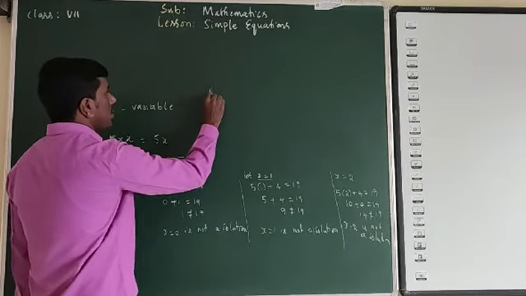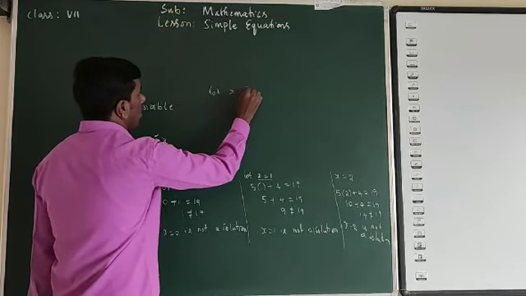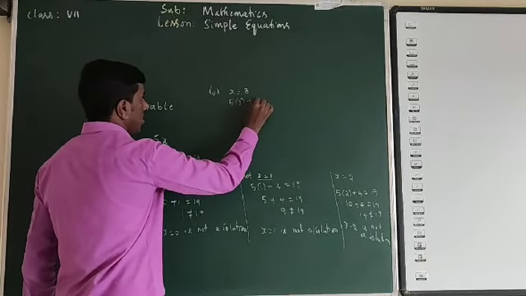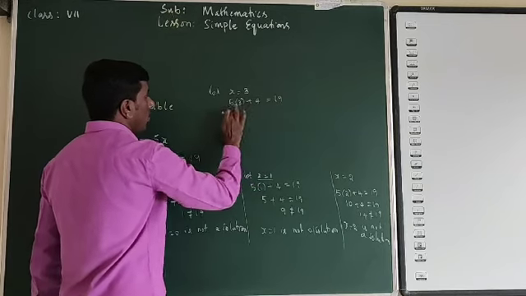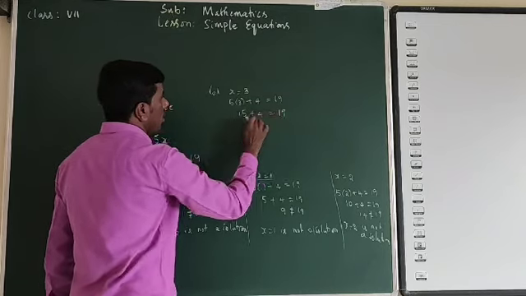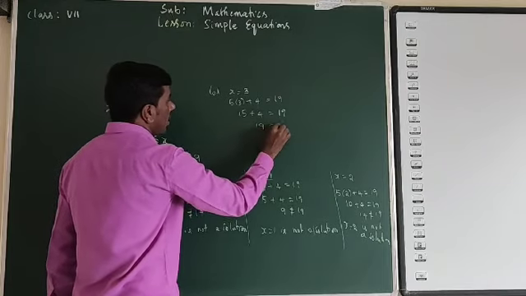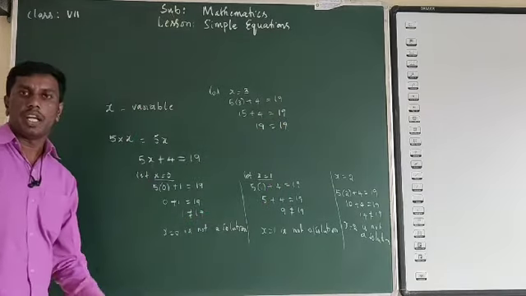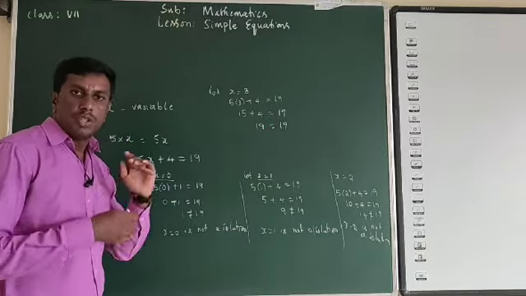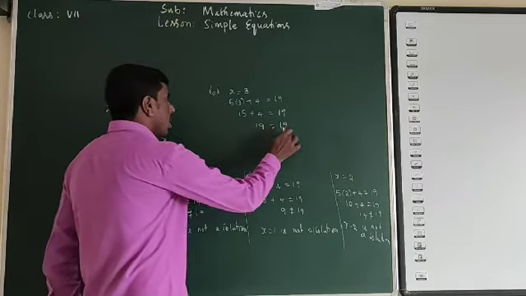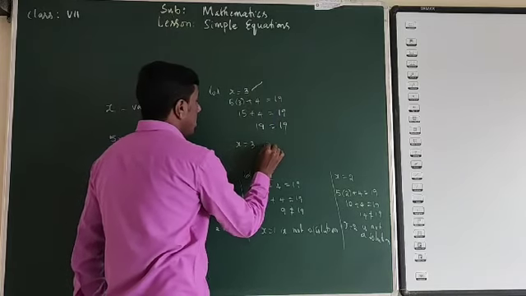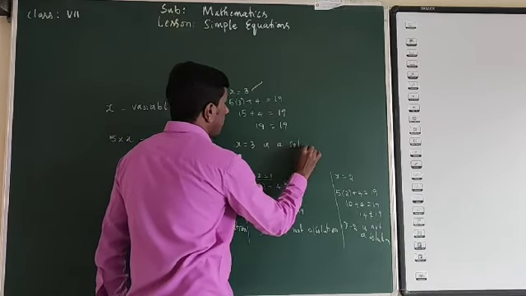Now I will take x is equal to 3. Substitute that: 5 into 3 plus 4 is equal to 19. 5 into 3 will become 15, and 15 plus 4 is equal to 19. 19 is equal to 19. Here we are getting LHS is equal to RHS. Therefore, the taken value is a solution. x is equal to 3 is a solution.